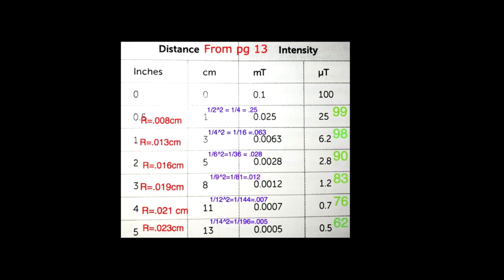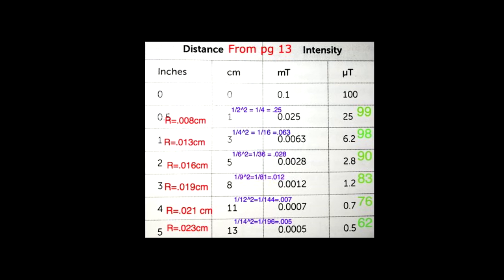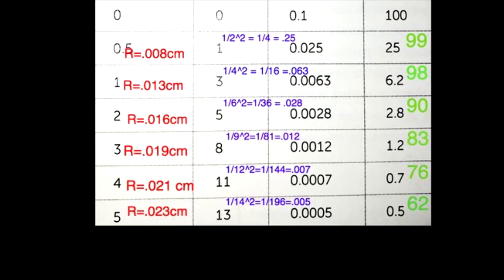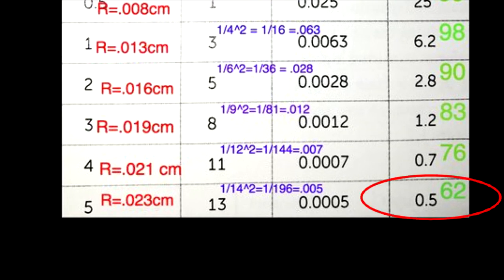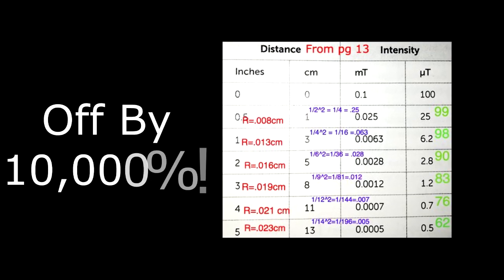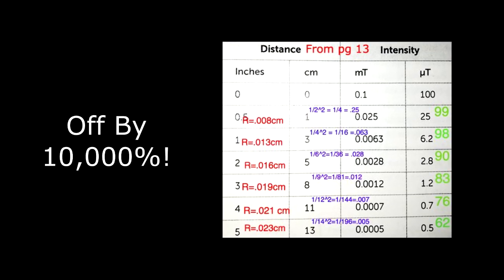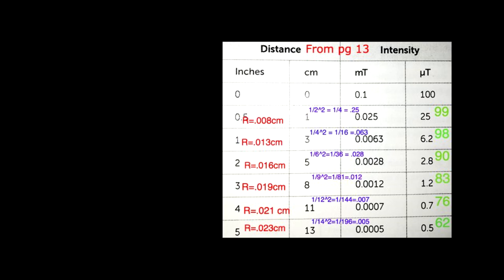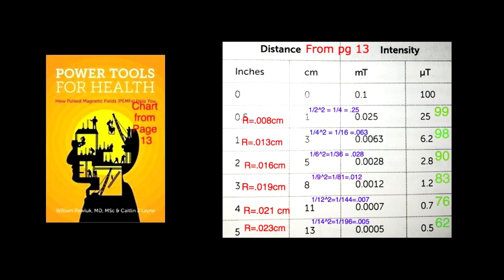Now I want to call your attention to this chart in Dr. Pollack's book and look at 5 inches away. You can see that the answer is 0.5 microtesla. Compared to 62, that's just way, way off. And many of the PEMF devices on the market do use larger coils. So for larger coils like the iMRS and Beamer, that number that Dr. Pollack is listing is not just a little off, it's off by 10,000%.